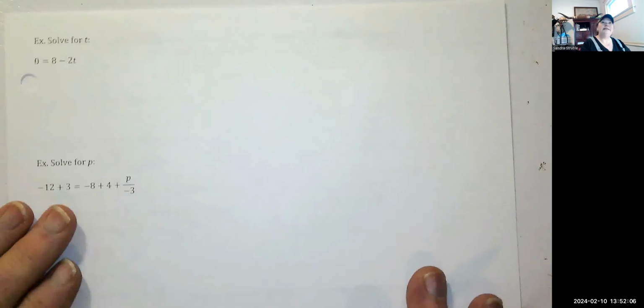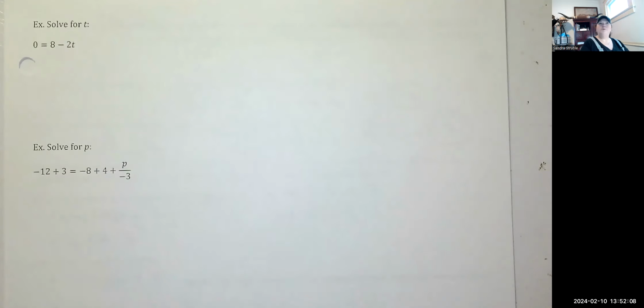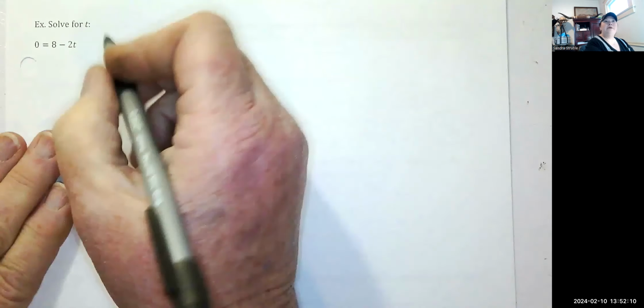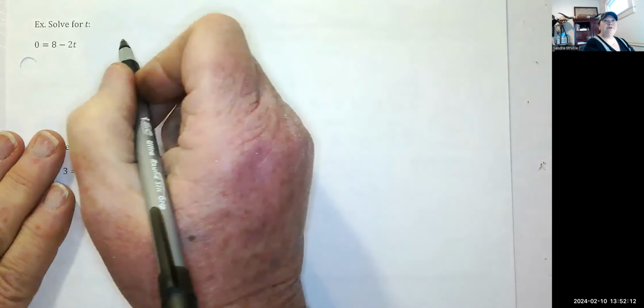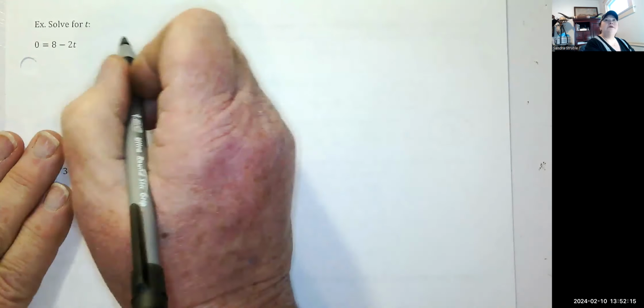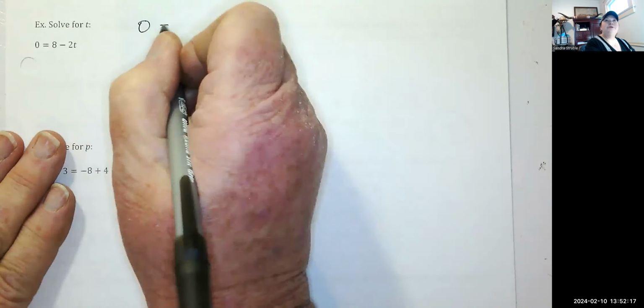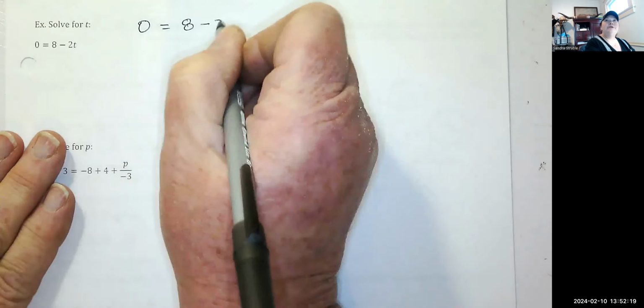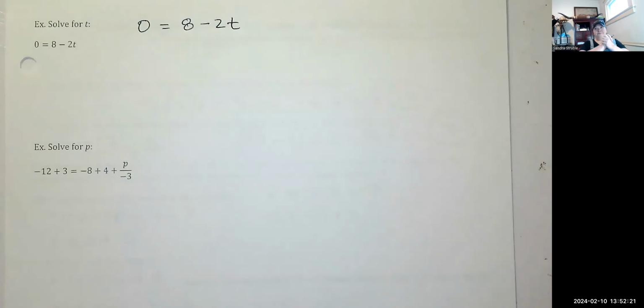Solve for t. Oh, they're throwing in a different variable. Cool. Get comfortable with that, because you're going to see all sorts of them, because you're at least going through my problem solving class. 0 is equal to 8 minus 2t. The goal here is to isolate t all by its little lonesome on one side, all by itself.